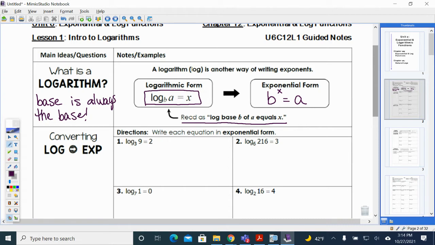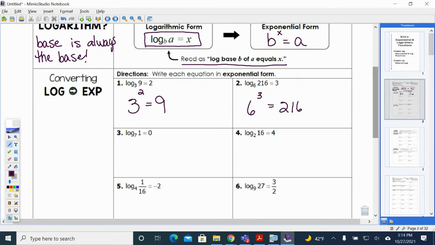So again, the base on the log is the base of the exponent. The exponent is what the log is equal to, and the 9 is what it equals. And that makes sense. Once you get it written in exponent form, it's going to make sense. Log form is just a different way of writing exponents. Number 2, for example, the base is 6. We write that 6 to the third is equal to 216. And you could even check that in your calculator. 6 to the third power is 216.